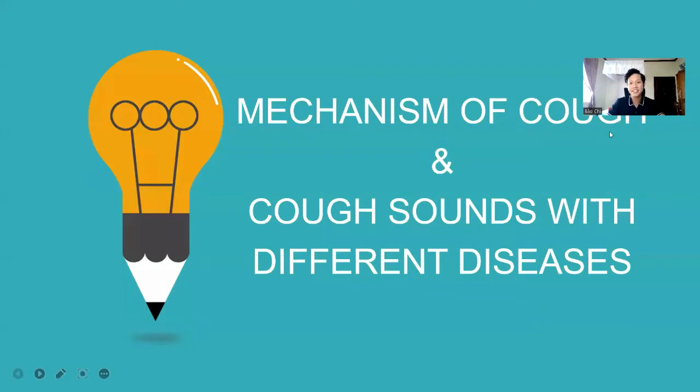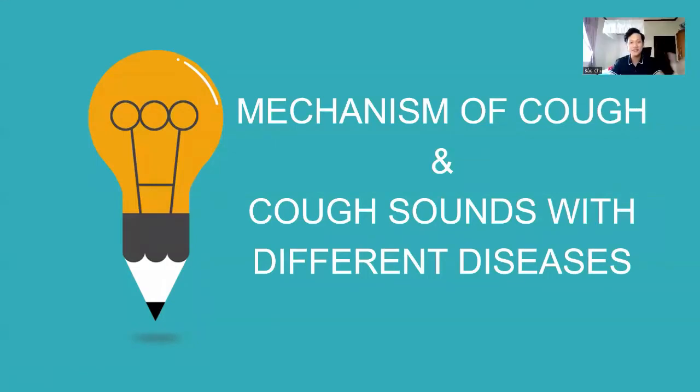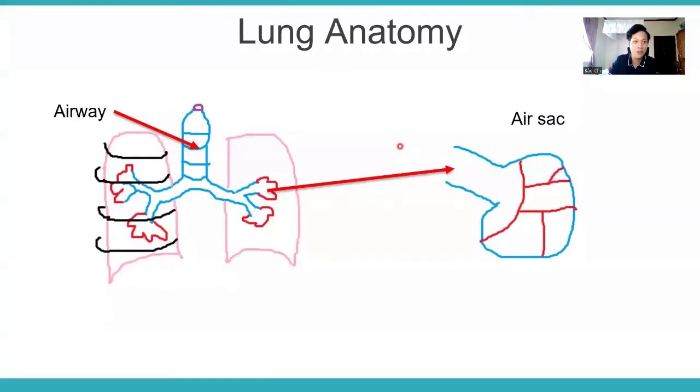So first, to understand how we can classify COVID-19 and non-COVID-19 patients based on cough sounds, we need to understand the mechanism of cough and the cough sounds with different diseases. First things first, we need to understand the lung anatomy.